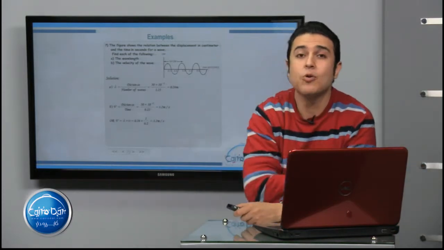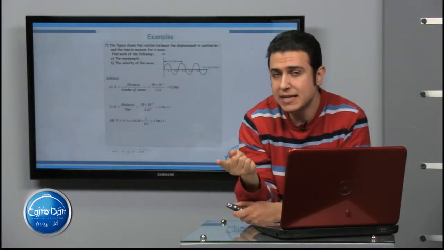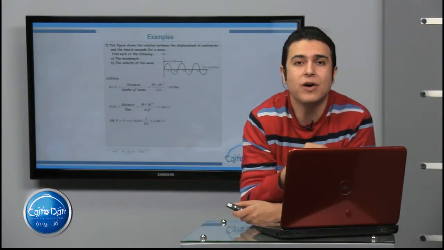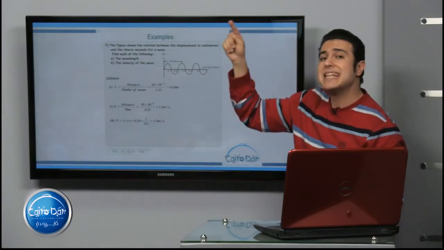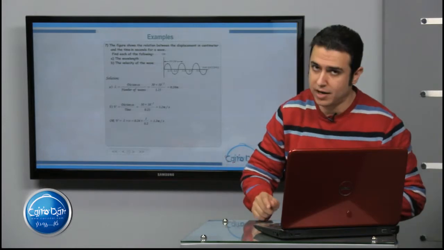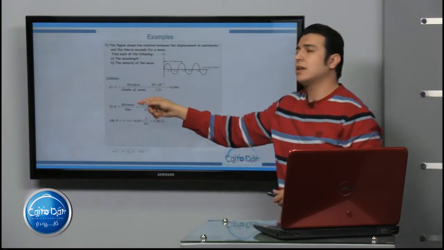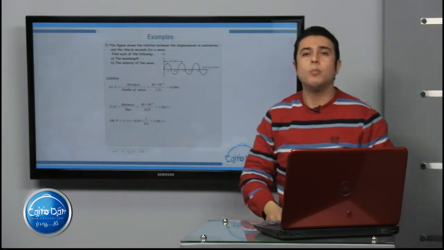This amplitude is a quarter of wavelength. Quarter equals 0.25, and we have one wavelength. One wavelength plus quarter, 1 plus 0.25, so it will be 1.25. So from the origin point until it reaches this crest, the distance is 30 centimeters, and the number of waves is 1.25. So wavelength equals distance divided by number of waves. Distance is 30 centimeters, converted to meters, times 10 power negative 2, divided by 1.25, so the wavelength is 0.24 meter.